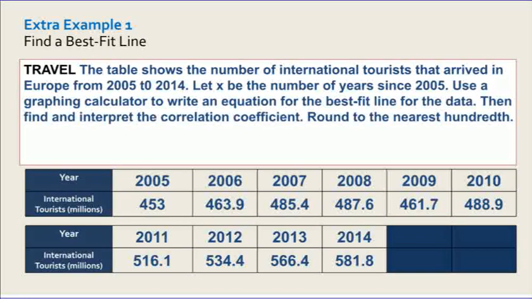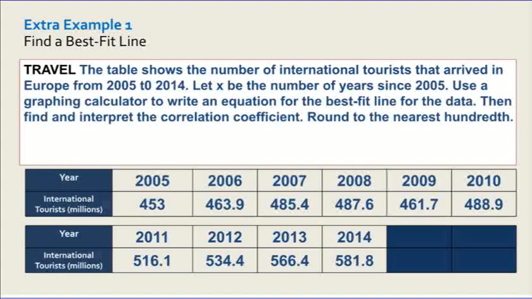1947. Next example, the table shows the number of international tourists that arrived in Europe from 2005 to 2014. The number of years since 2005. Use a graphing calculator to write an equation for the line of best fit for the data, and then find and interpret the correlation coefficient, round to the nearest hundredth, which just means 2 decimal places.